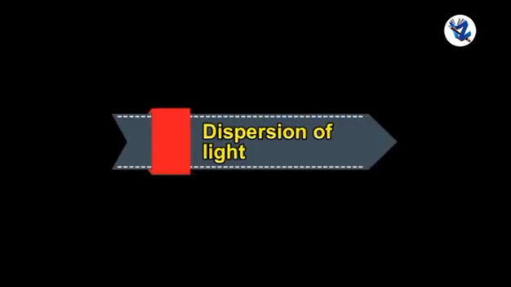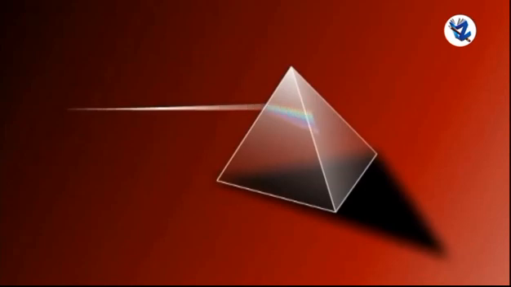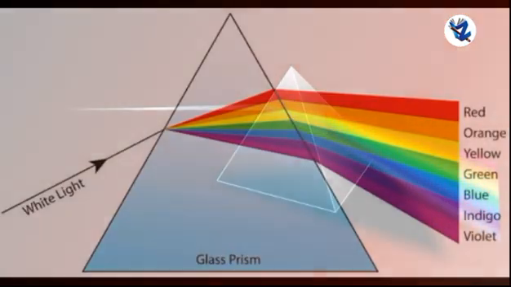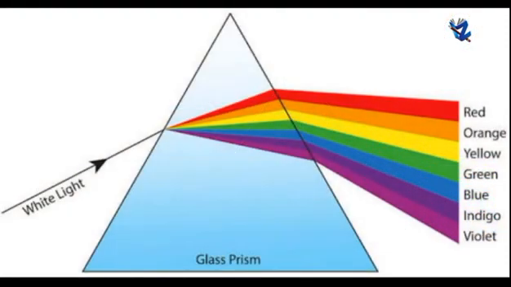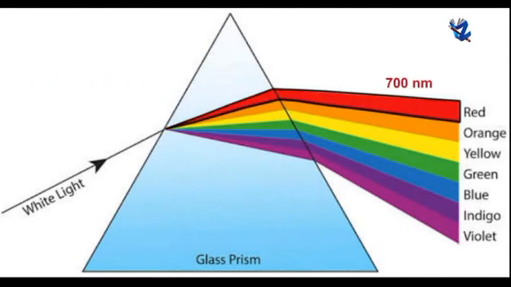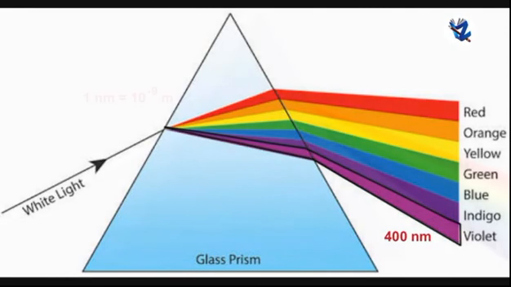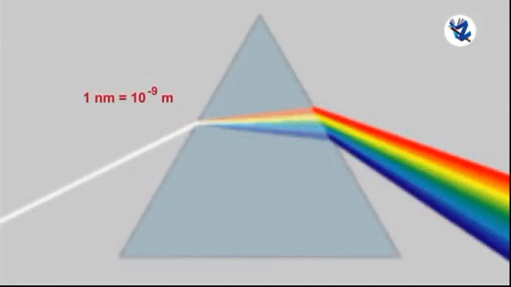Now, dispersion of light. Light is electromagnetic radiation and wavelength is its important property. The wavelength of radiation to which our eyes are sensitive is between 400 and 700 nanometer. The red light has maximum wavelength, close to 700 nm, while violet light has the smallest wavelength, close to 400 nm. Remember, 1 nm is equal to 10 raised to minus 9 meter.